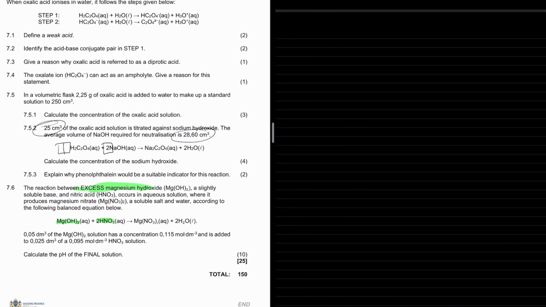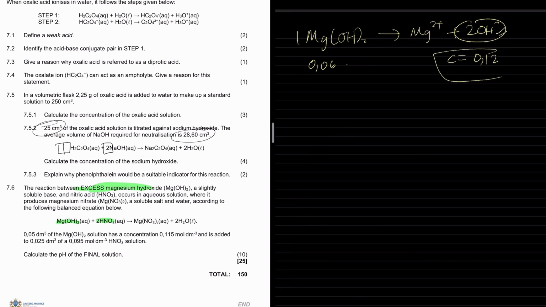Now remember, magnesium hydroxide, when it's in the solution, is going to dissociate. When it breaks up, you're going to get Mg2+ and you're going to get 2 OH-. If the concentration of this is 0.06, then the ratio here is 1 to 2. That means the concentration of OH-, which is what we're interested in, is going to be 0.12. Now that we know the concentration of this, we can calculate the concentration of H3O+.